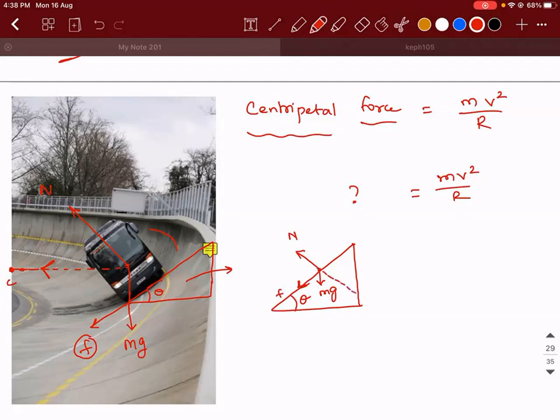If I drop a perpendicular like this, we have already resolved the mg for inclined planes. What is it? Along this surface, it will be mg sine theta, and along this, it will be mg cos theta. Means, can I say that this is theta? You guys remember that this is theta? I told you, next time onwards, you need not sit and do it again.